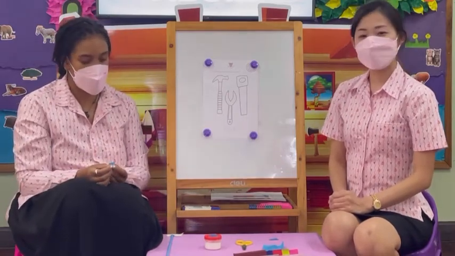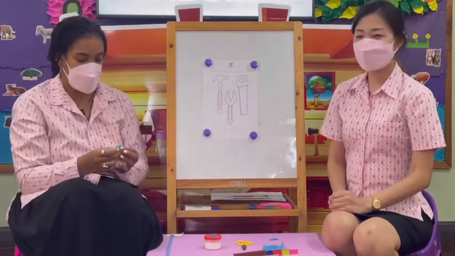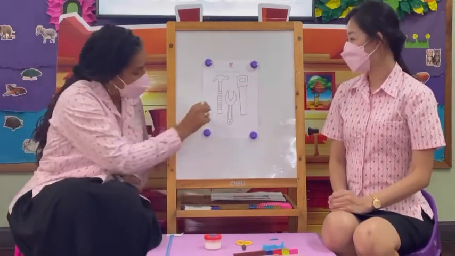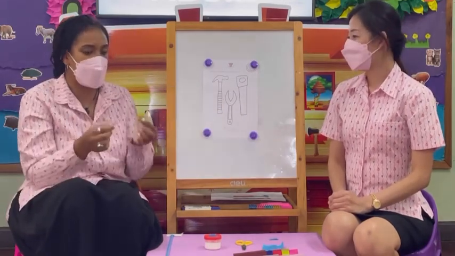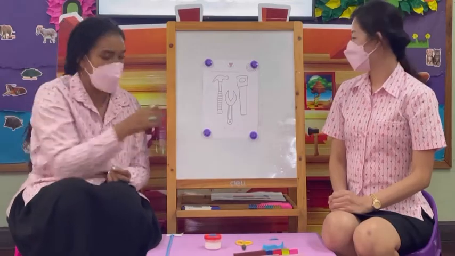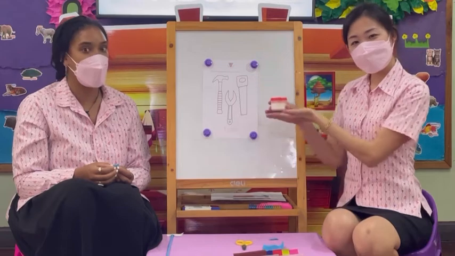Okay, so what we're going to try and do is use 2 different colors on each tool. And we're going to use our small squares and paste them onto the paper. And what can we use to paste our squares onto the paper? What should we use to get it to stick? We need to use some glue.